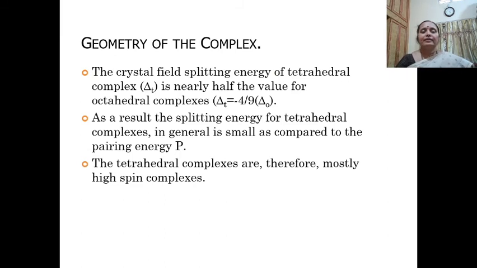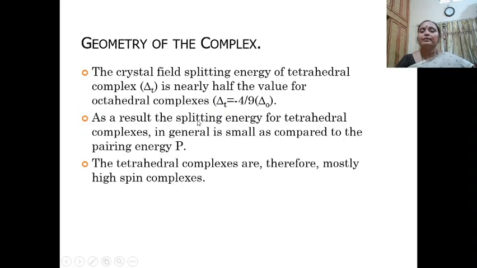Coming to the last, that is the geometry of the complex. The crystal field splitting energy of a tetrahedral complex, delta T, is nearly half the value of the octahedral complex. That is, delta T will be equal to 4/9 of delta octahedral. As a result, the splitting energy depends even on the geometry of the complex. That is, the crystal field splitting energy of a tetrahedral complex is about half the value of the octahedral complex.